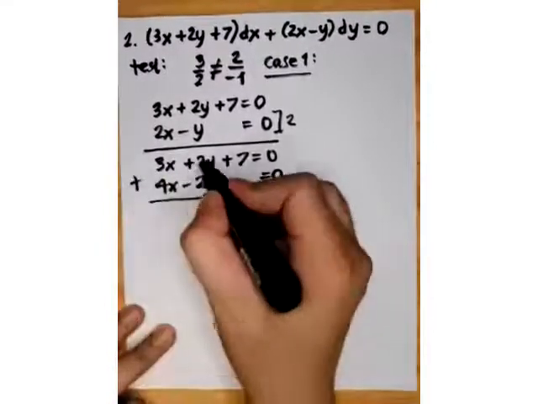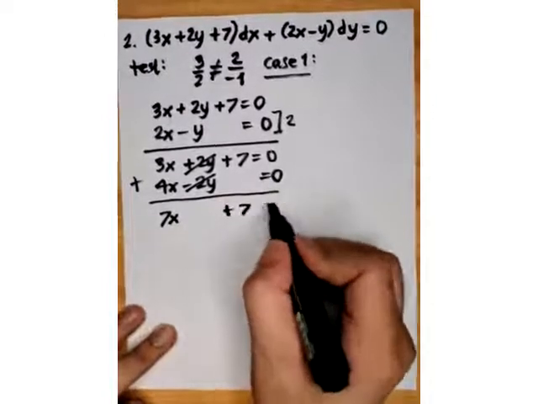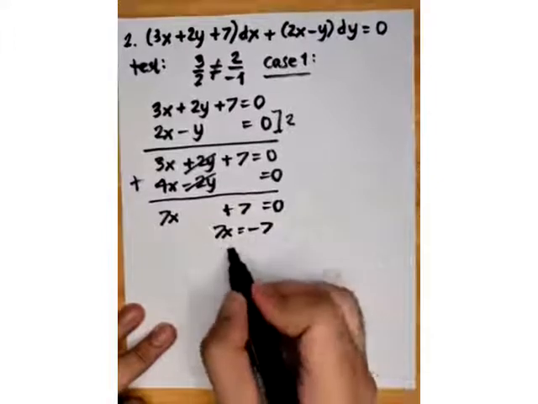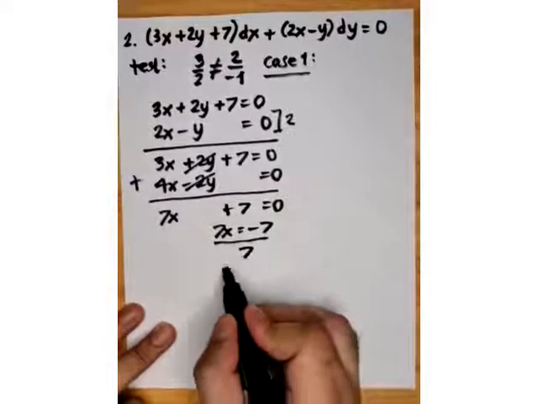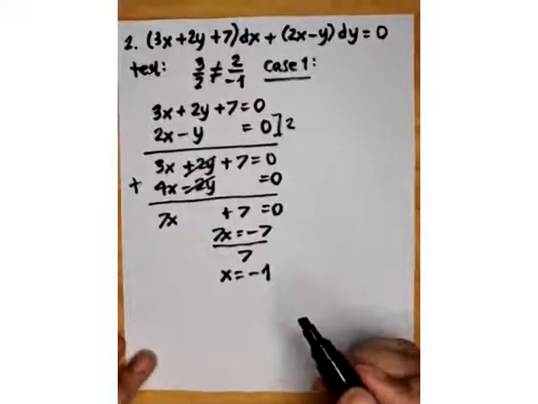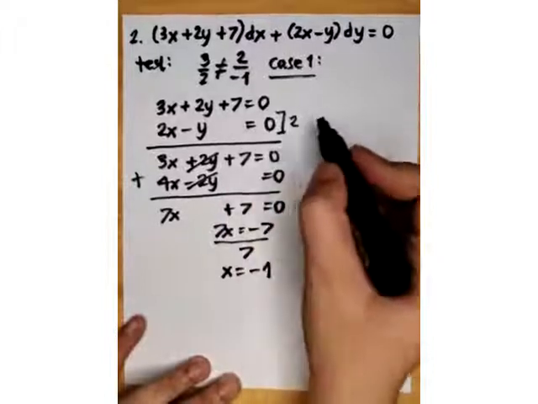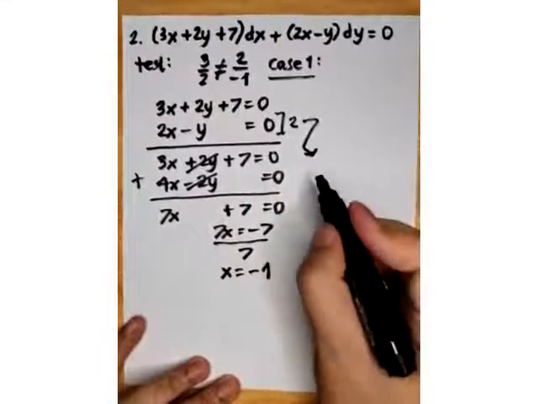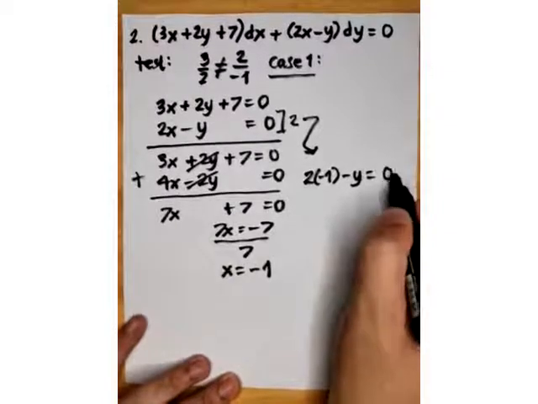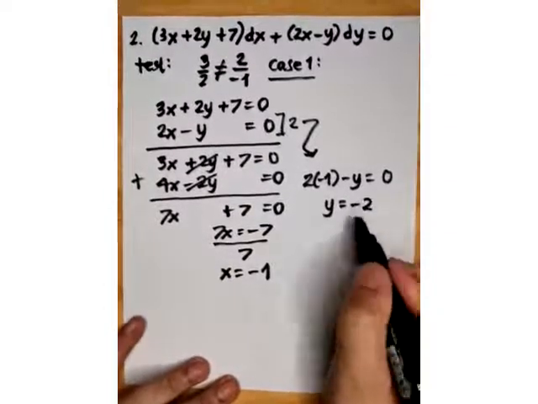Then we add. So cancel. So we'll have 7x plus 7 is equal to 0. So 7x is equal to negative 7. So divide this by 7. So x is equal to negative 1. Okay, so let's substitute that to the second one dito. So therefore, we'll have 2 times negative 1 minus y is equal to 0. So y is equal to, transpose natin yon, negative 2.